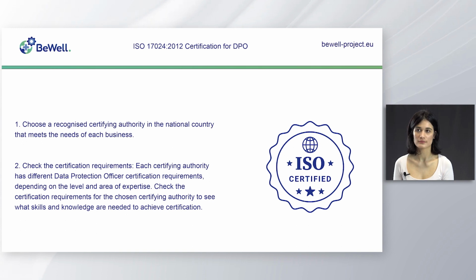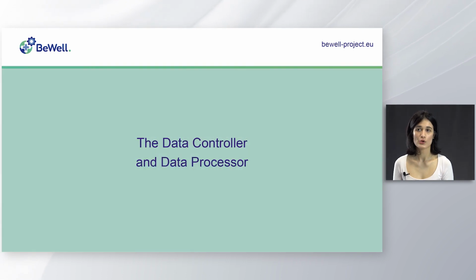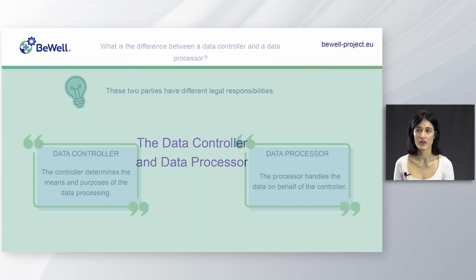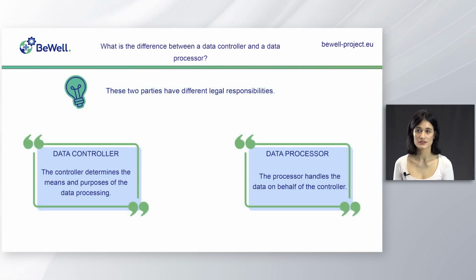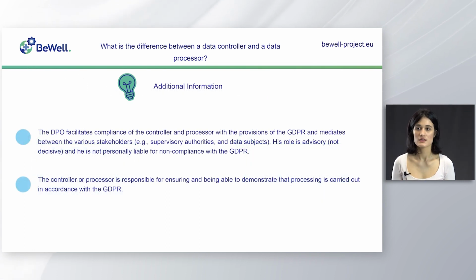The data controller and data processor. What is the difference between a data controller and data processor? It should be clear that the two parties have different legal responsibilities. The data controller determines the means and purposes of the data processing, whereas the data processor handles the data on behalf of the controller. Now, some additional information.